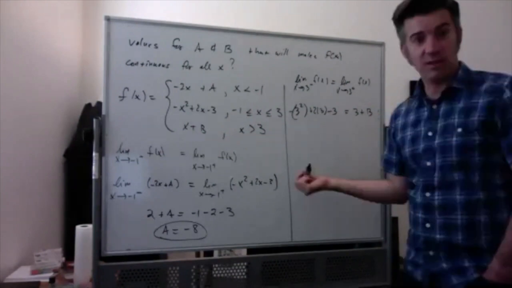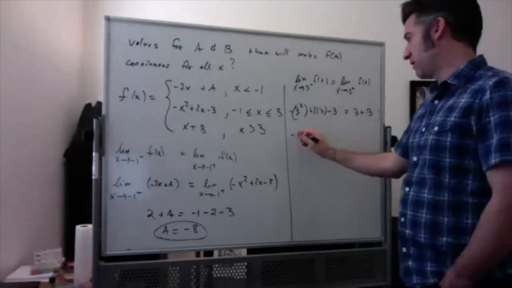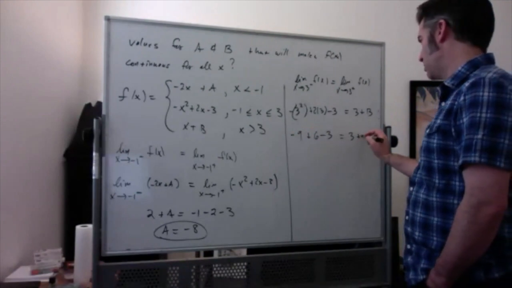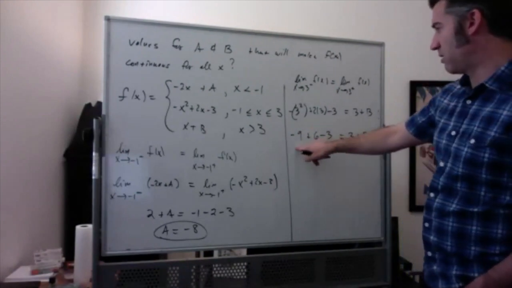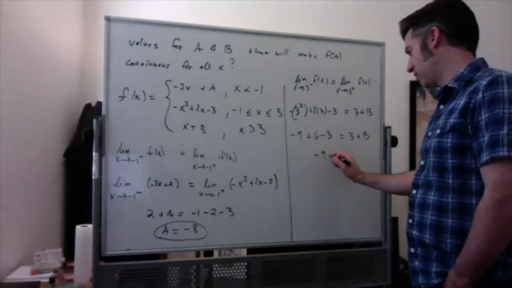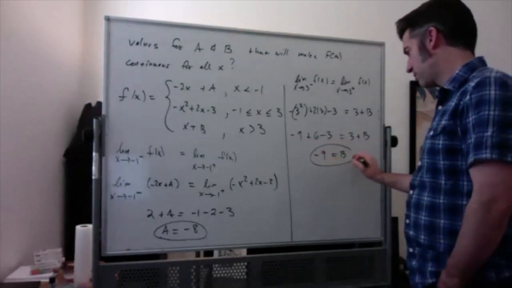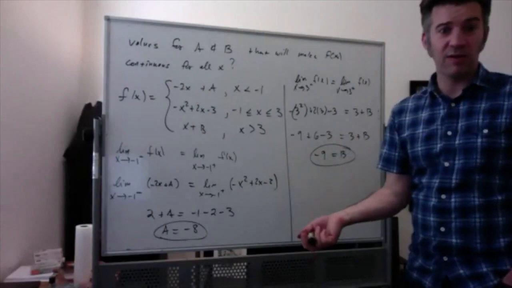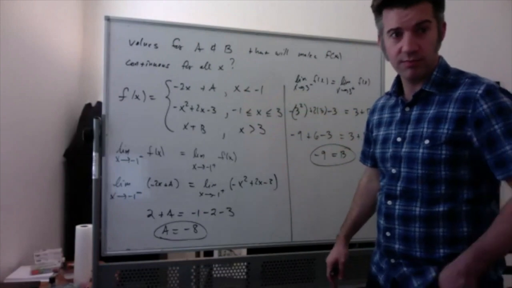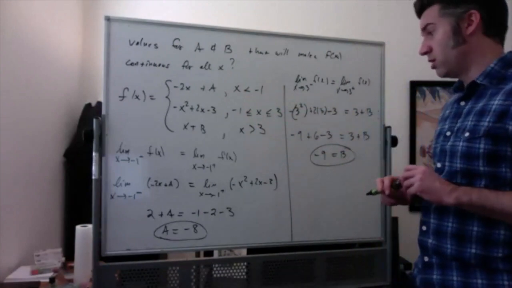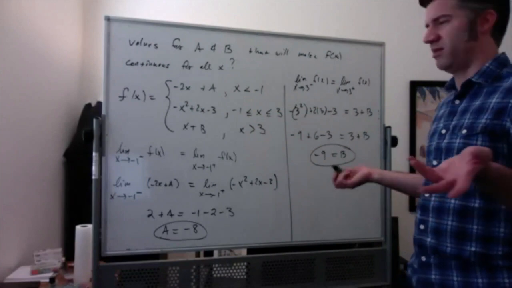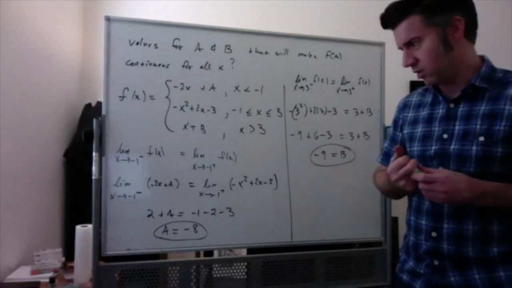So it looks like we can solve for b here. I'm going to get, let's see, negative 9 plus 6 minus 3 equals 3 plus b. So that's negative 3 minus 3 is negative 6 minus another 3 is negative 9. So these particular values of a and b do make this function continuous. And if you were curious, you could actually graph it. It just takes a little bit of work on Desmos to do it.